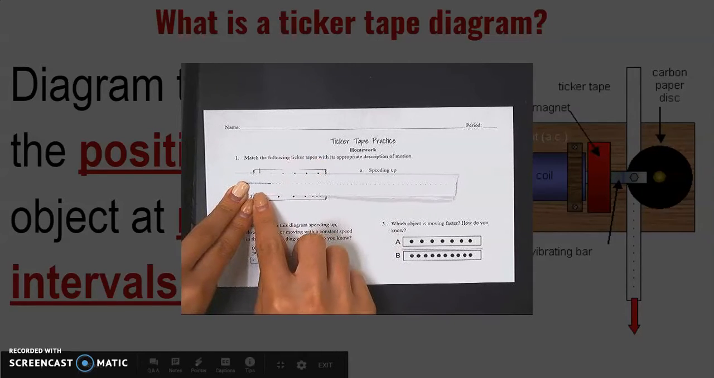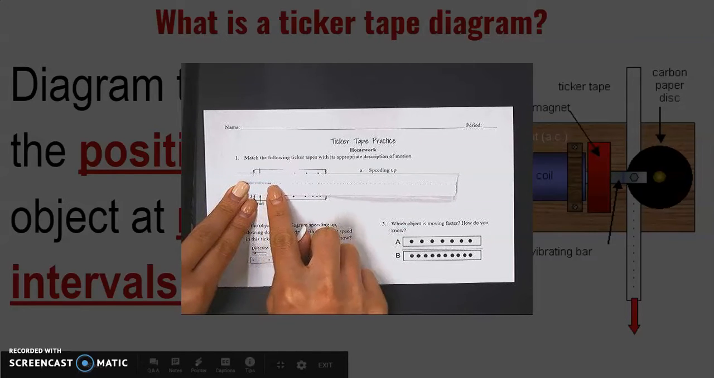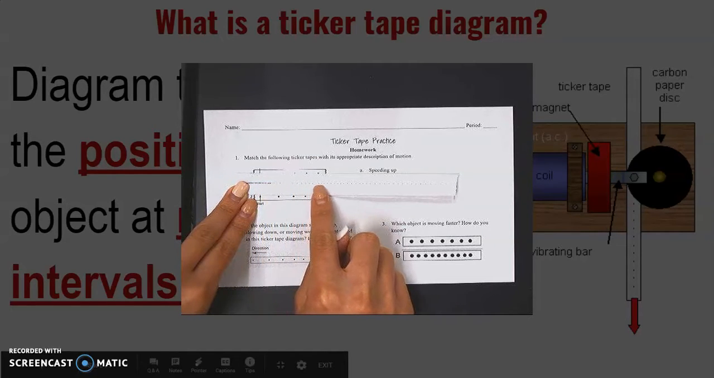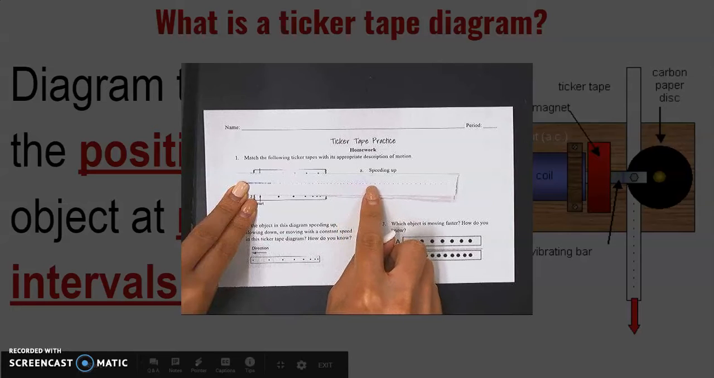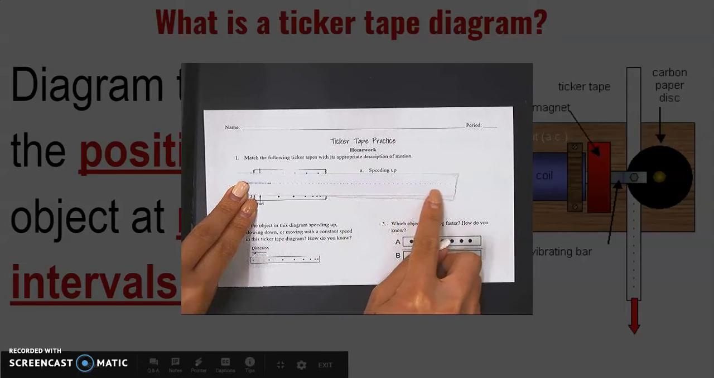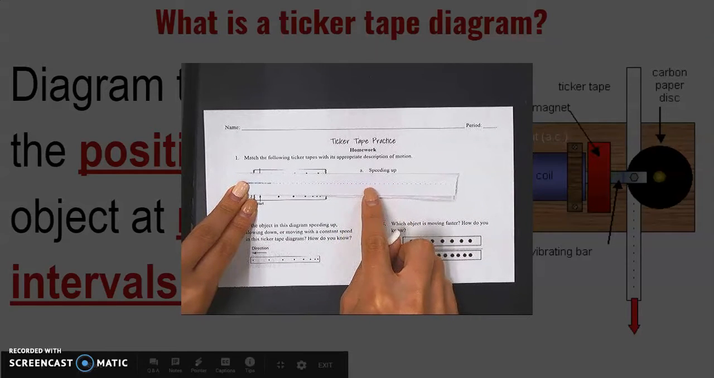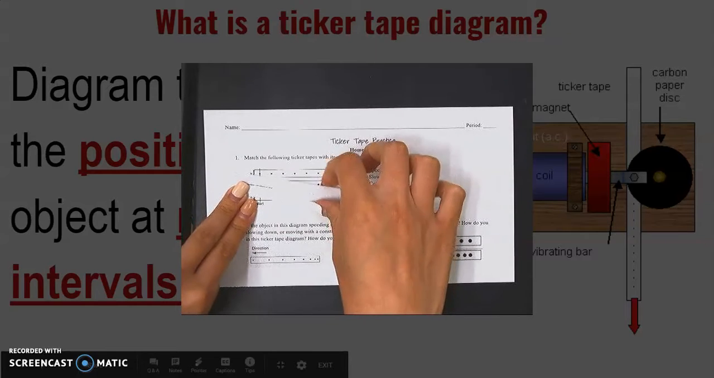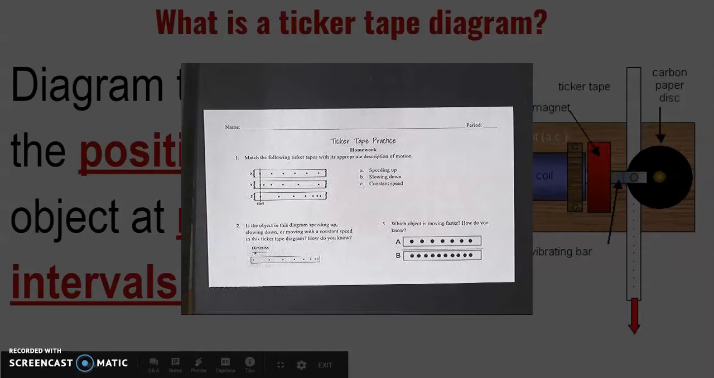So for example, over here, the object's moving really slowly because the dots are close together. But as I'm pulling the paper faster and faster, the distance between the dots is getting further and further. In other words, I'm covering more distance for the same interval of time. All right? So let's go ahead and review the homework.